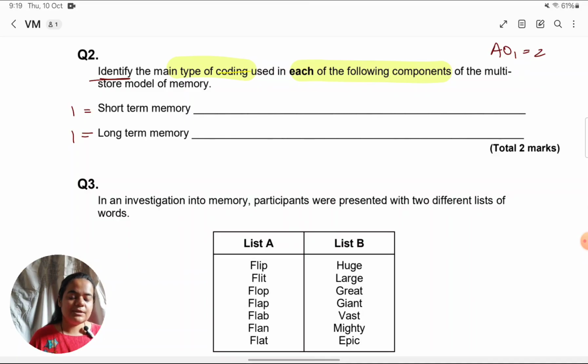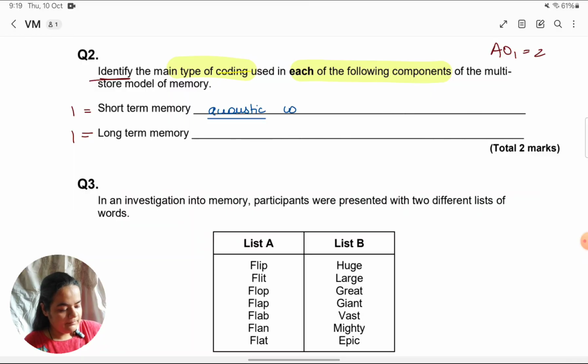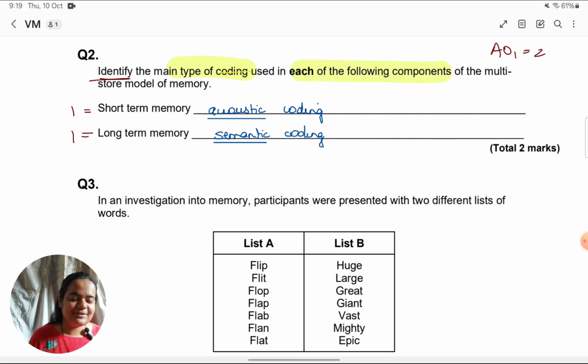When it comes to long-term memory, it is based on meaning, and the correct terminology is semantic. So we have to use the word semantic. Here I'm just going to answer in 2 words each. The type of coding for short-term memory is acoustic coding, and the type of coding for long-term memory is semantic coding. That's all we need to write to get the full 2 marks.